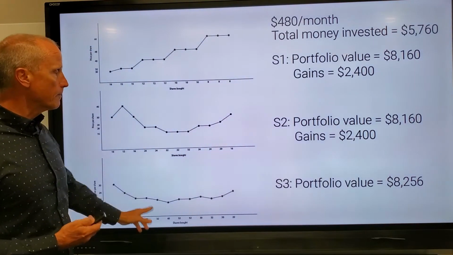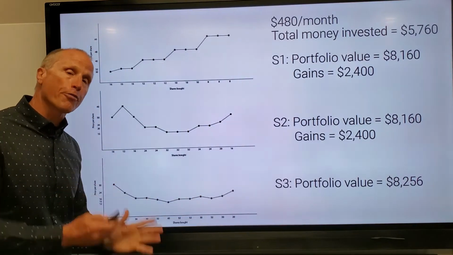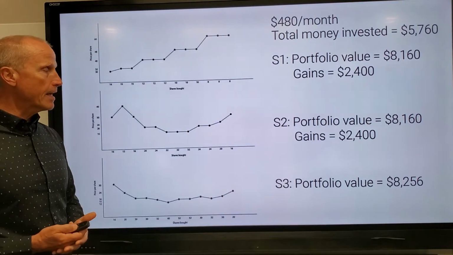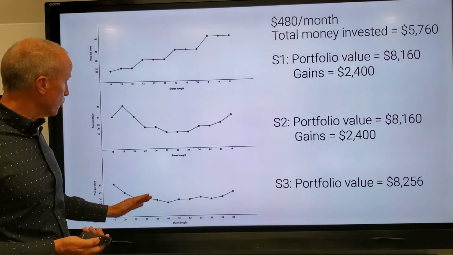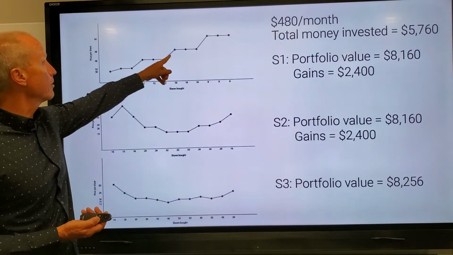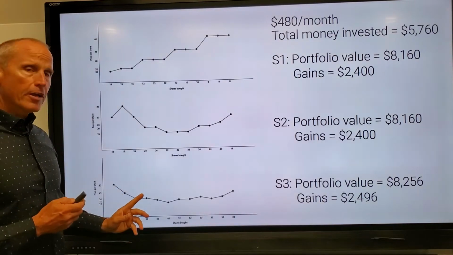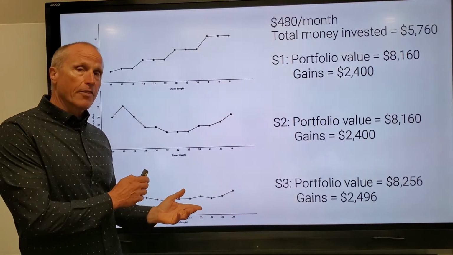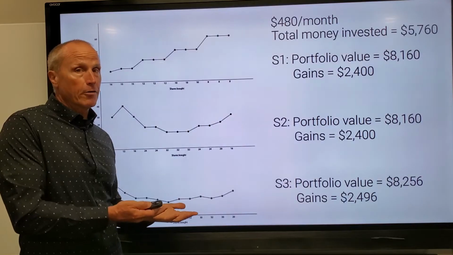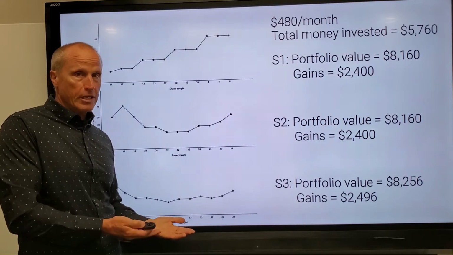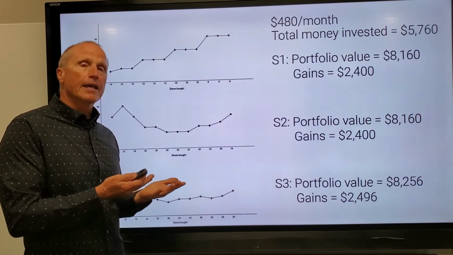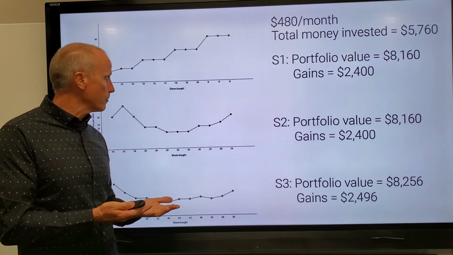And what about this one? It was actually the best one of all three. It ended up with $8,256, not a lot more, but who would have thought that this investment was better than this one? Okay, so we got to be very careful when we look at graphs like this and think that we can decide what would be the better investment. This is why dollar cost averaging is such a huge advantage to an individual investor.